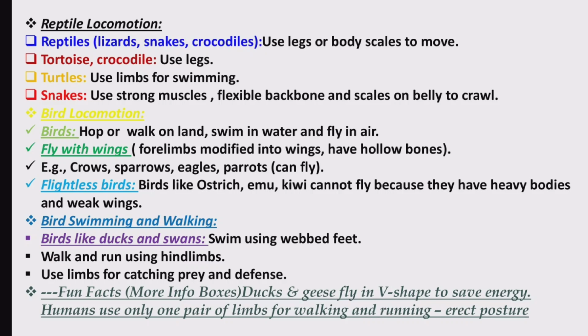Now bird locomotion. Birds can hop or walk on land, swim in water, and also fly in air. Birds have four limbs, the front ones modified into wings, and have hollow bones so that they can fly. Crows, sparrows, eagles, parrots can fly. Some birds like ostrich, emu, kiwi cannot fly because they have heavy bodies and weak wings. They are known as flightless birds. This line is very important.